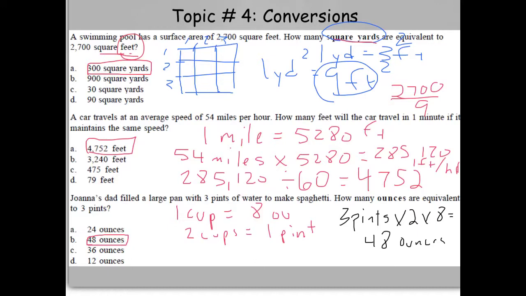Again, the important thing to remember: use your reference sheet. If we have something big and we convert to something small, we multiply. If we're converting from something small to something big, we divide.